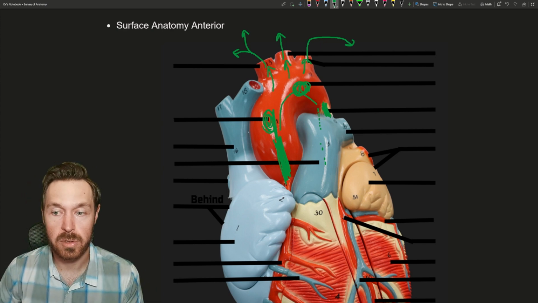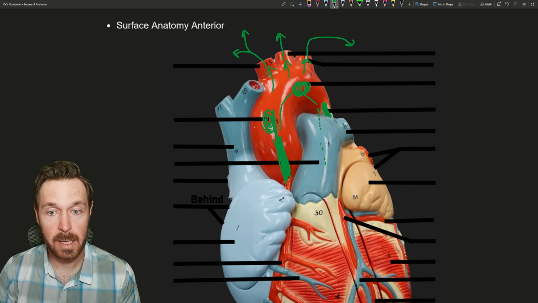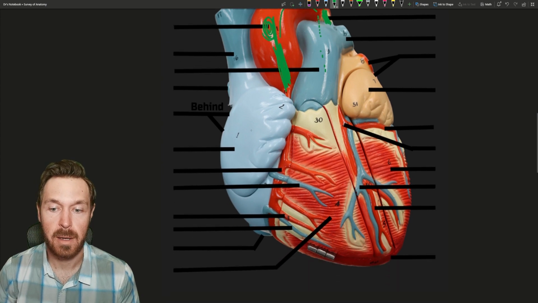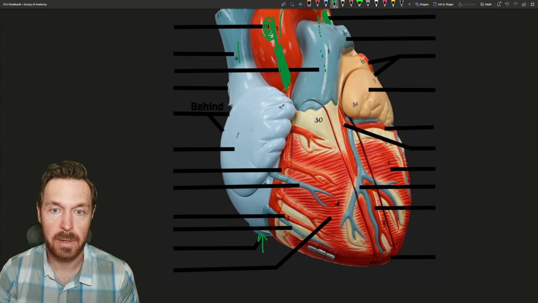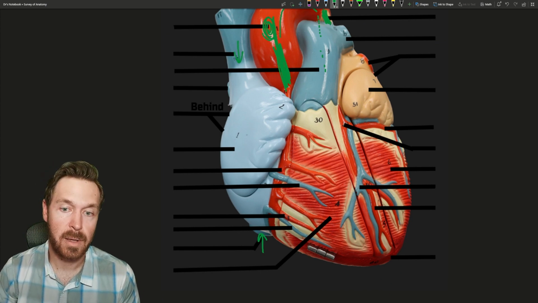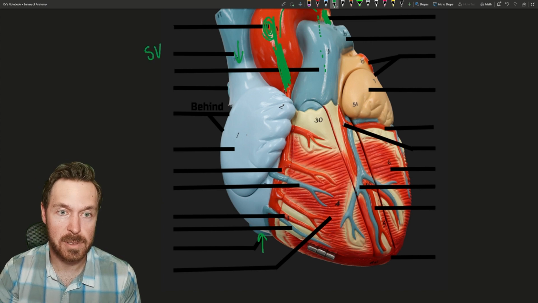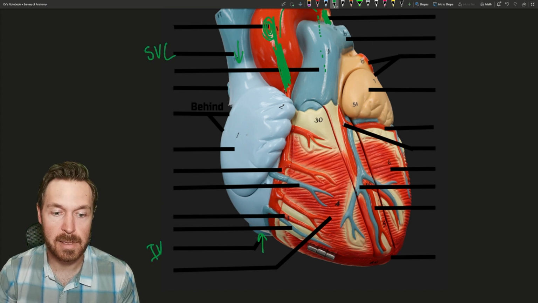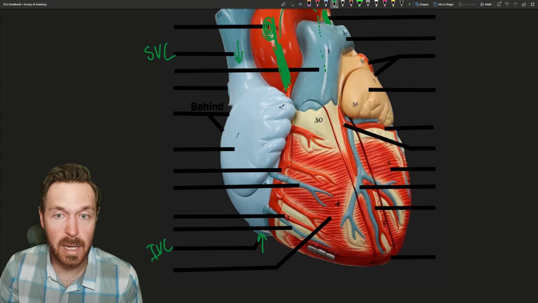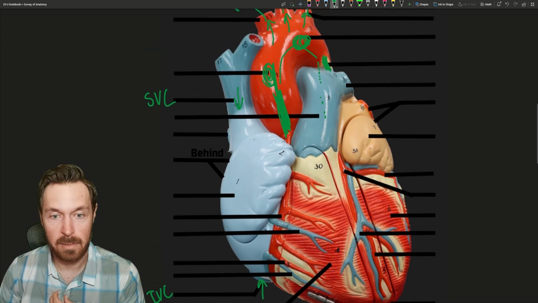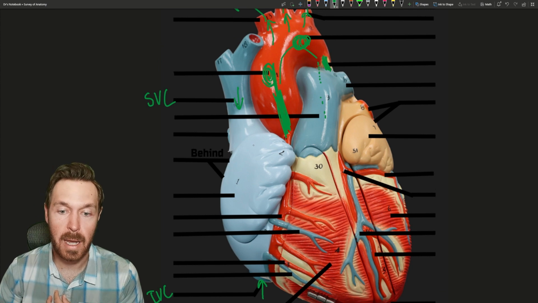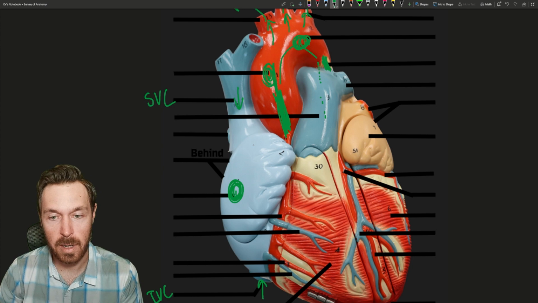Then all that blood goes to your system. It comes back from your system via the inferior and the superior vena cavas, or cavae. So superior vena cava and inferior vena cava, sometimes just SVC and IVC, are used as labels. They come into the right side of the heart, or the right atrium right here. The atrium is the first receiving chamber of the heart.